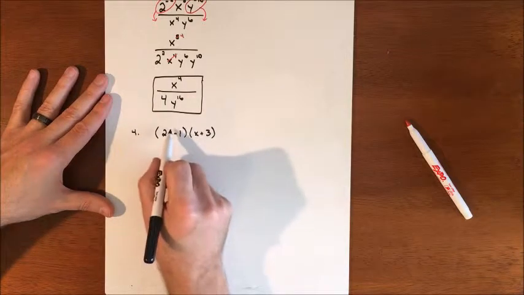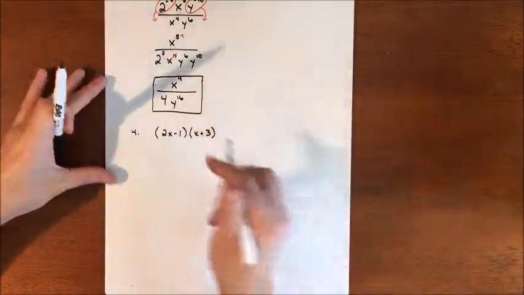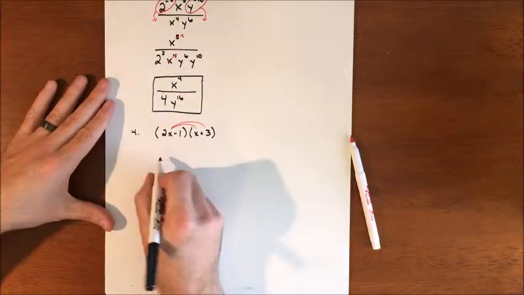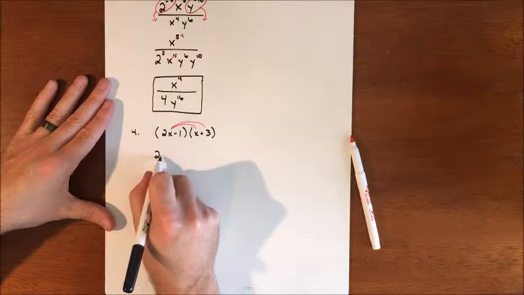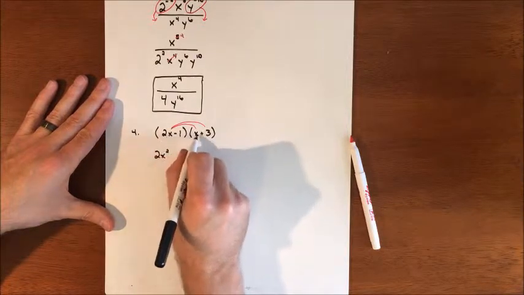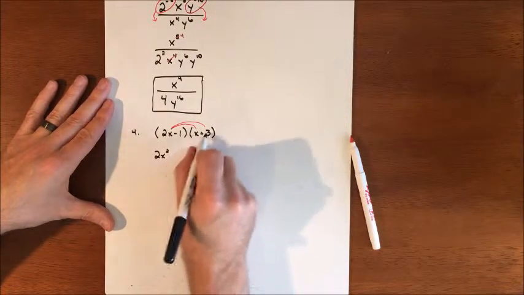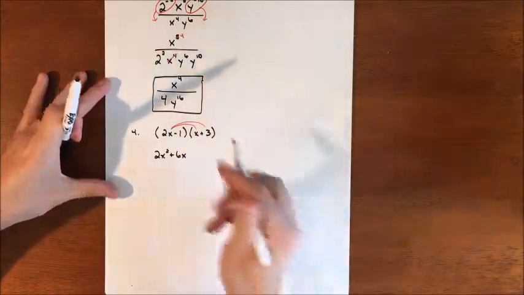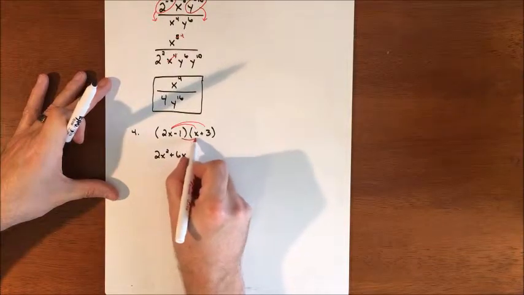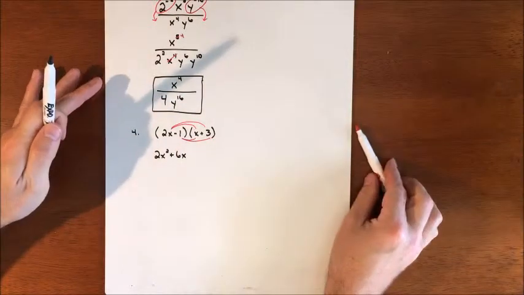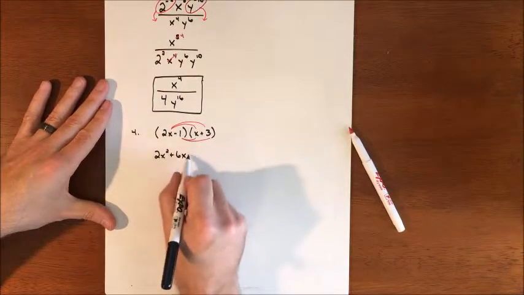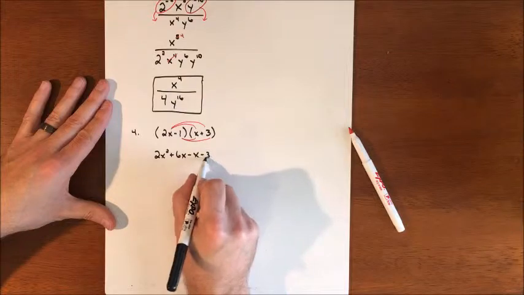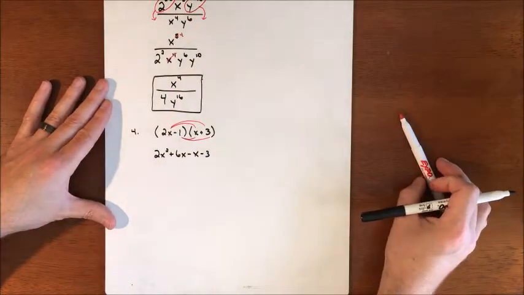But basically this 2x is going to distribute to the x and the 3. So we'll multiply 2x times x, 2x squared, 2x times 3, and it's a positive 3. So plus 6x. And then the negative 1 is going to distribute to both. And so that's going to be a negative 1 times x is negative x. Negative 1 times 3 is negative 3. And we have like terms to put together.